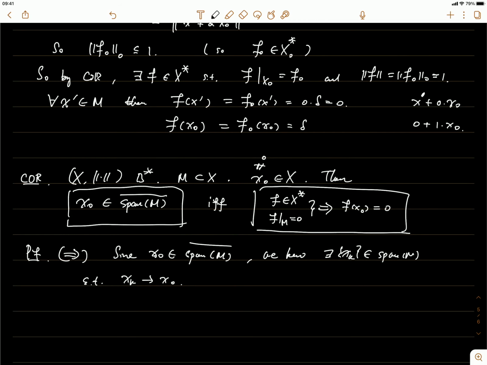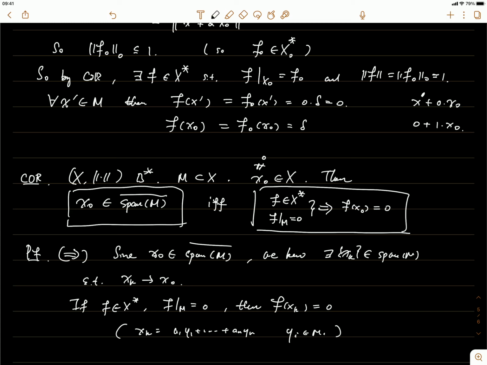Okay, and now suppose we have this f. If f is in x star, and when we restrict f to M is 0, then f of xk should be 0, because xk is a linear span of elements in M, but f takes the 0 value over M. And also f is linear. Remember that xk can be written as something like a1 y1 plus all the way to an yn, with yi's from M. This is how we say xk is in the span of M. If we apply f to xk, then we'll have a1 f of y1, and so on and so forth. But each of these is 0. So that's why we must have this equal to 0.